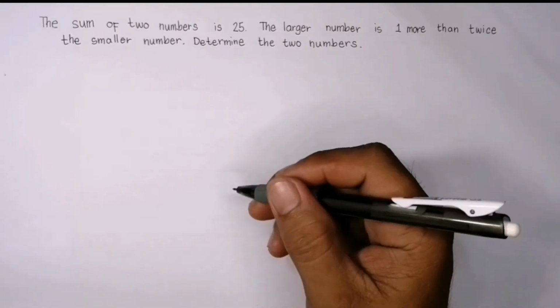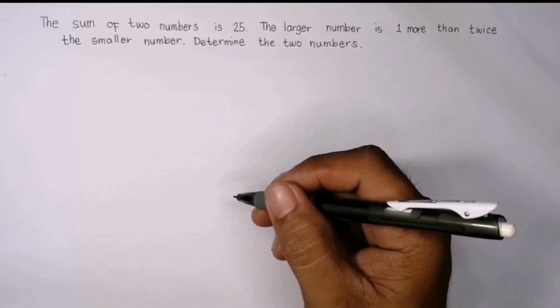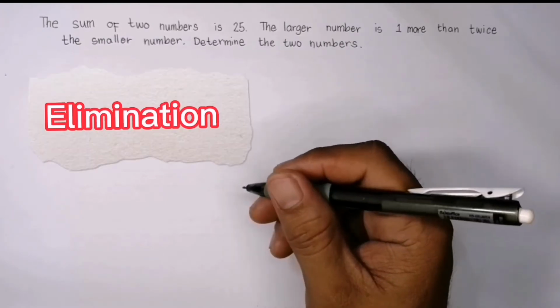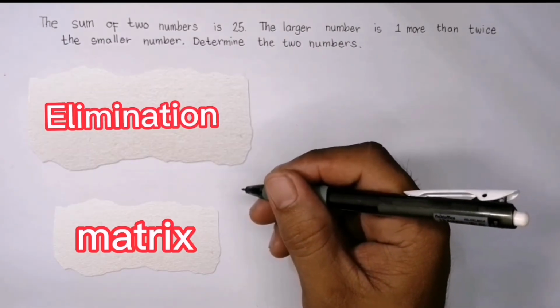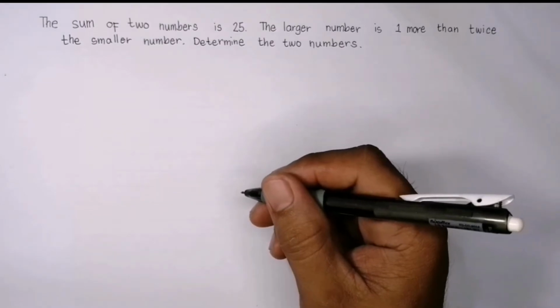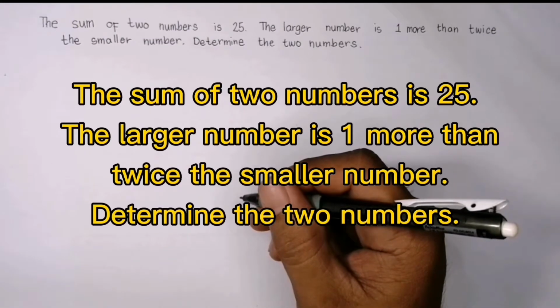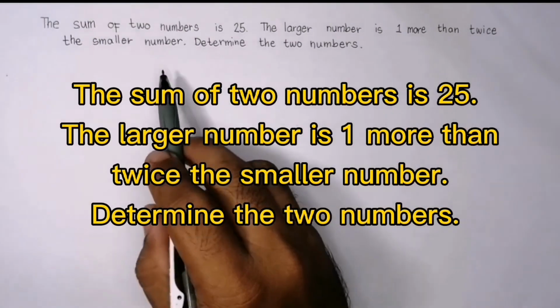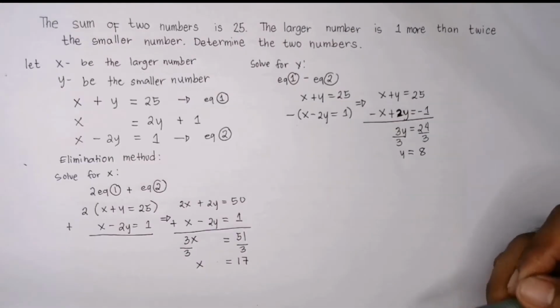Good day everyone. Today we're going to solve a worded problem using two methods, and these are the elimination method and the matrix method. First, let us read the problem. The sum of two numbers is 25. The larger number is one more than twice the smaller number. Determine the two numbers.